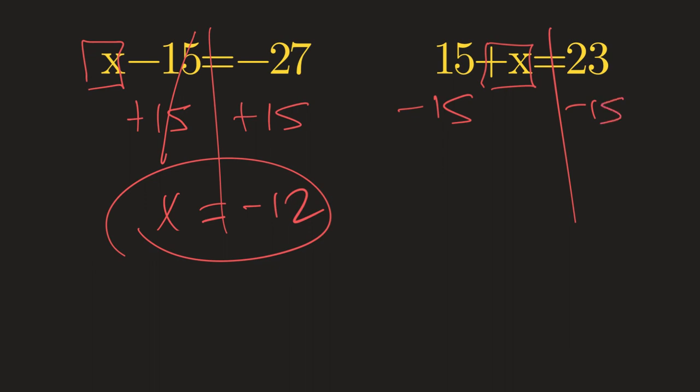Correct. We're going to subtract 15 from the left. We're going to subtract 15 from the right. 15's gone. 23 minus 15. X by itself equals 23 minus 15. 8. 8 is a winner. Okay? Coach King, I went ahead and did it. I got it right. Good job. Excellent. Okay?